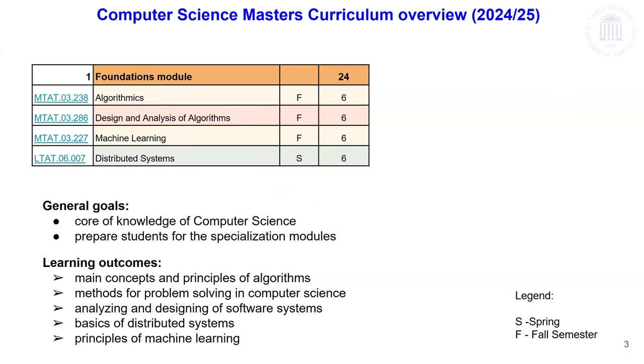Now about the foundations module. The first and most important course is algorithmics, which assumes that you have some basic knowledge about programming, algorithms and data structures. And this is like a higher level course on these subjects. In addition to the algorithmics course, there are three other mandatory courses for everybody, corresponding each to one of those specialization modules that I will be talking about in just a few moments. So the first one is design and analysis of algorithms. The second one is machine learning. And then the third one is distributed systems. These courses are quite basic and very demanding. Usually students take them in the first semester, except the distributed systems course, which is done in the second semester, which means the spring semester.